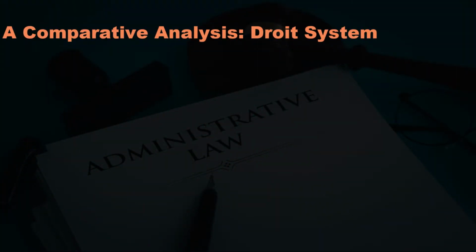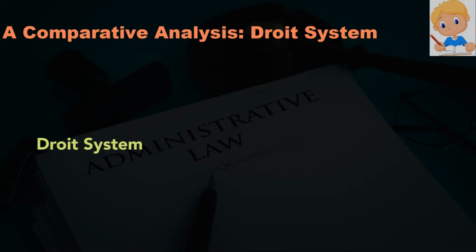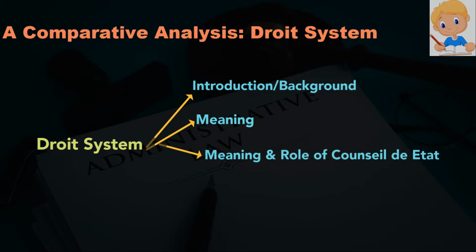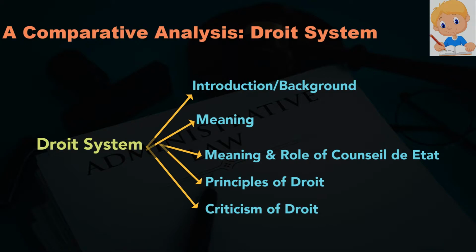Under this topic, first we will discuss the evolution and the background of such a system. Secondly, we will discuss the meaning of Droit administration. Thirdly, we will discuss the meaning and role of Conseil d'Etat. Fourthly, we will discuss the major principles of Droit administration. Fifthly, we will discuss criticism of the Droit system, and then the effectiveness of the Droit system. So these are the subtopics that we will cover under Droit administration.